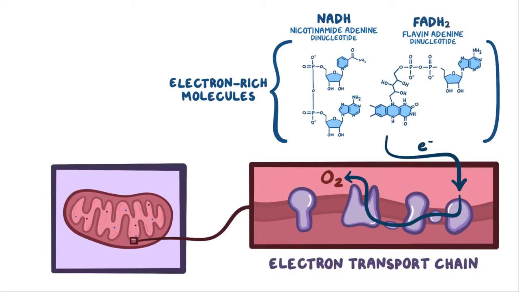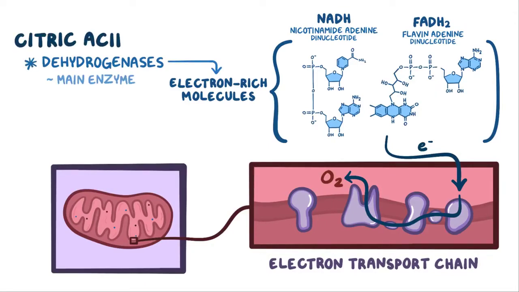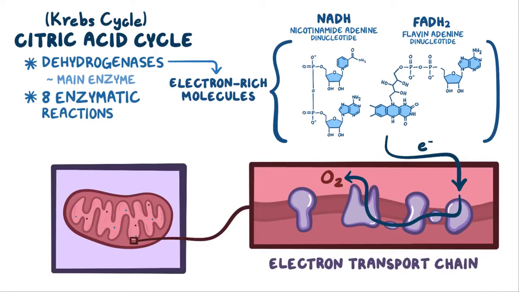But of course the cell has to produce NADH and FADH2 in the first place, and they're produced by critical enzymes called dehydrogenases. Dehydrogenases are the main enzymes found in the citric acid cycle, also known as the Krebs cycle. In fact, the citric acid cycle is a set of 8 enzymatic reactions that start with a molecule called acetyl coenzyme A, usually just acetyl-CoA. And 4 of the enzymes, or half of them, are dehydrogenases. And in this process, acetyl-CoA gets converted into carbon dioxide.